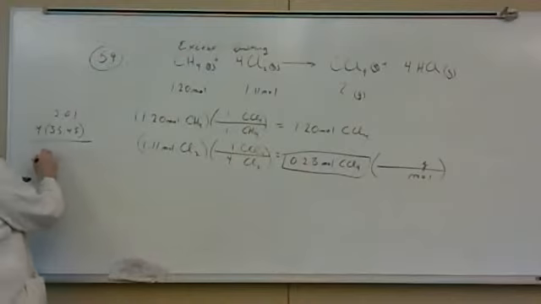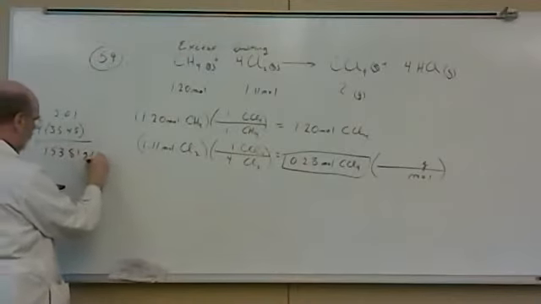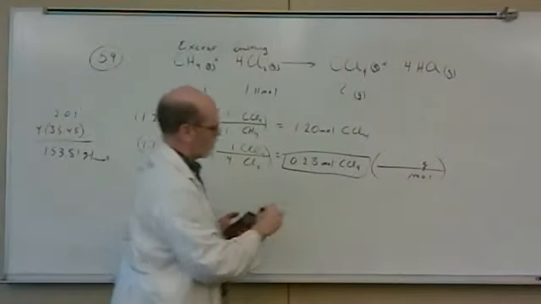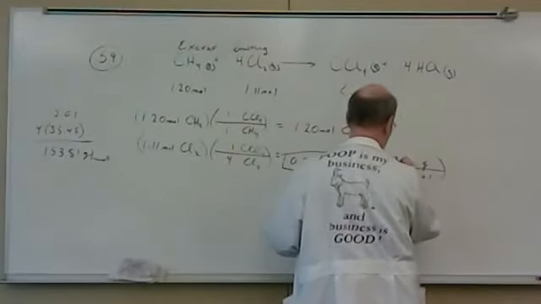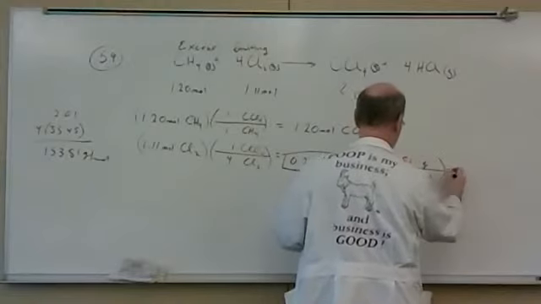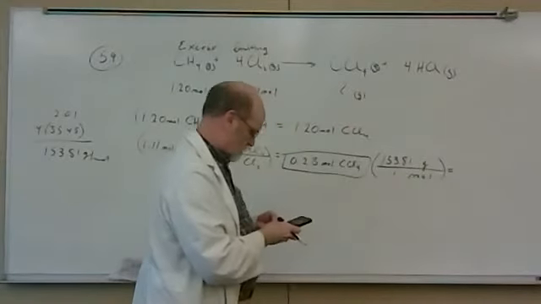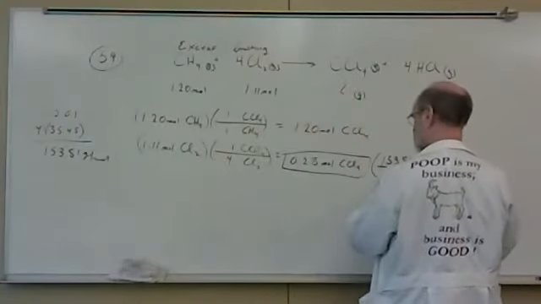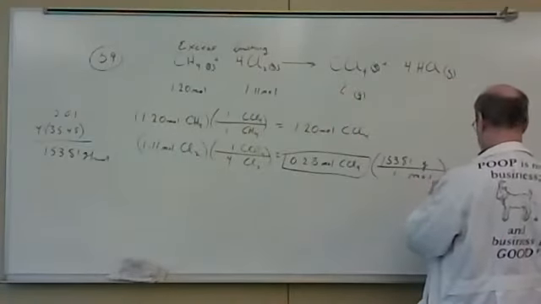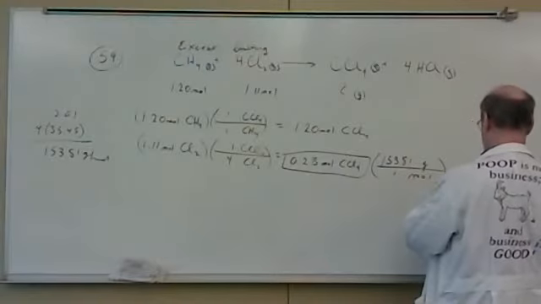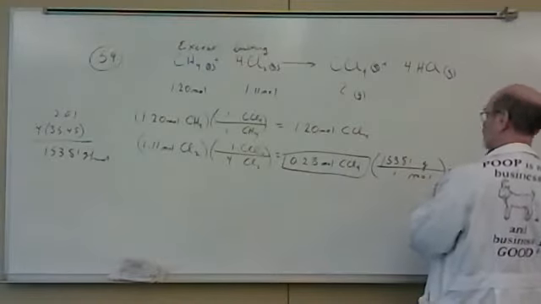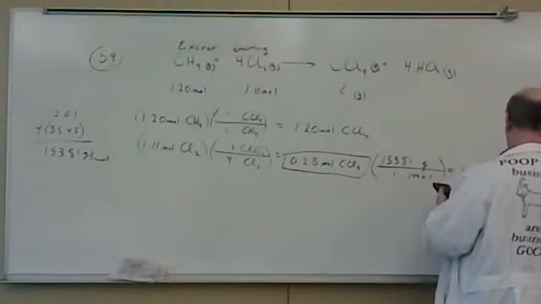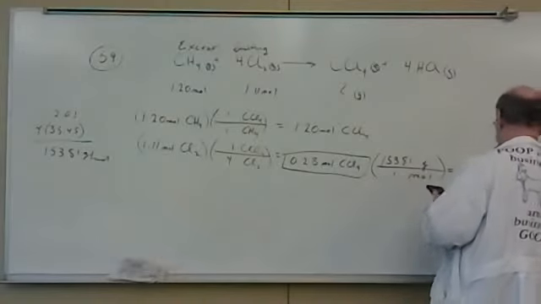So I get 153.81 grams per mole times 0.28 yields 43.07 grams of carbon tetrachloride.